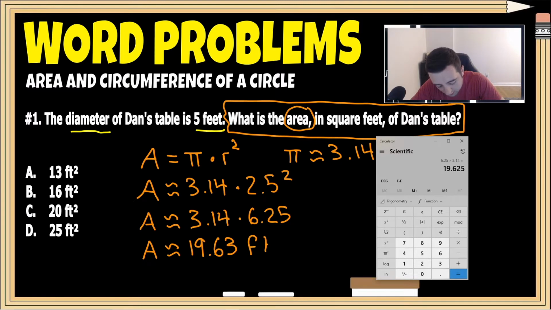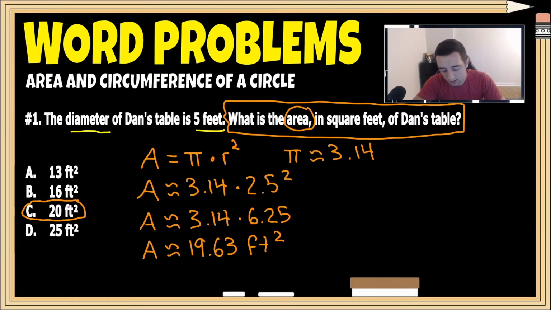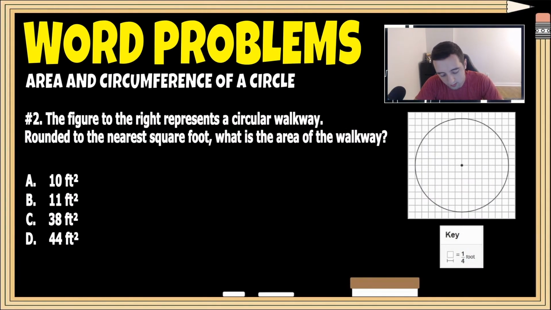Now, remember, for area, your units of measurement always need to be squared, whereas for circumference, it shouldn't be squared. Looking at our answer choices, we don't have 19.63 exactly as an answer choice, but we do have one that's close to it, which would end up being C, or 20 square feet for the first one. Okay, let me clear the calculator, move it out of the way, and now let's move on to number 2.